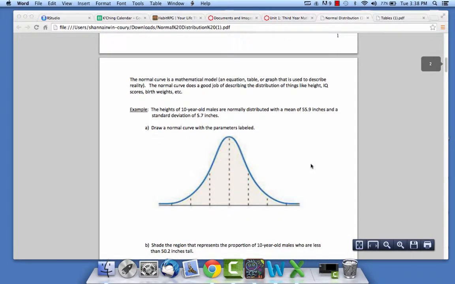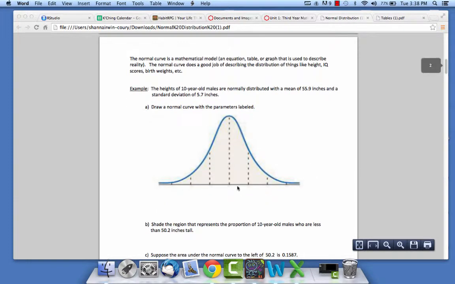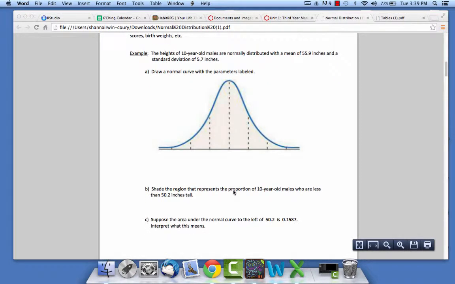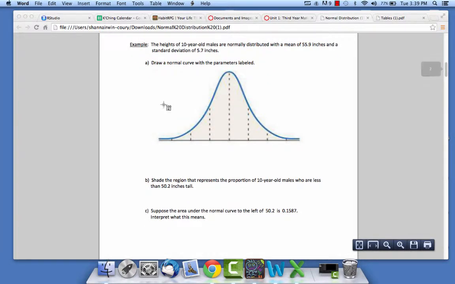So if you are given the mean and standard deviation, then you can label these spots, and then you know there's 34% in here and 34% in here because it's symmetric. So if there's 68, then there's half and half. You already know how to calculate mean and standard deviation.